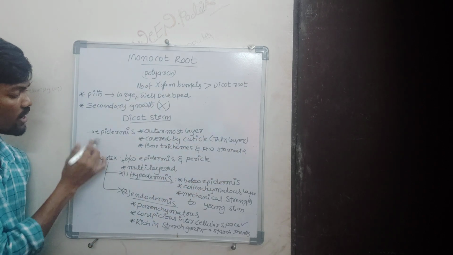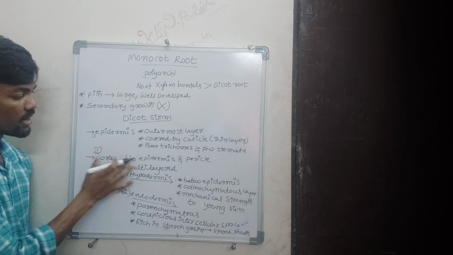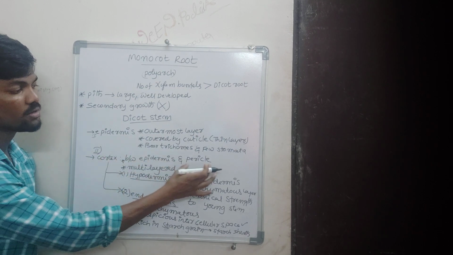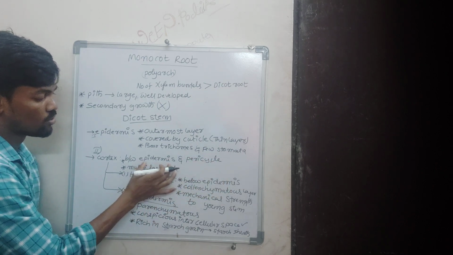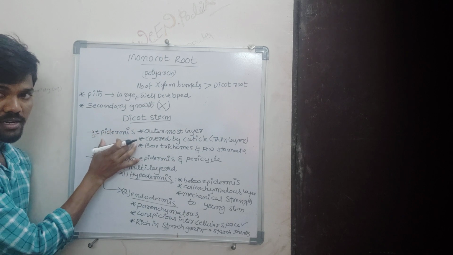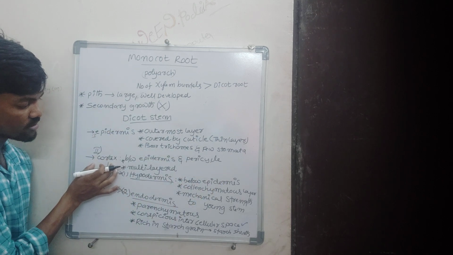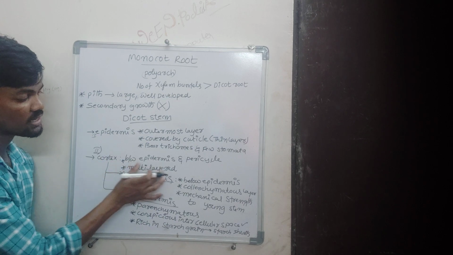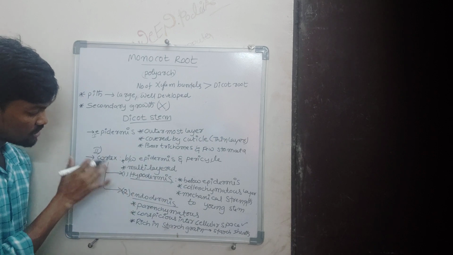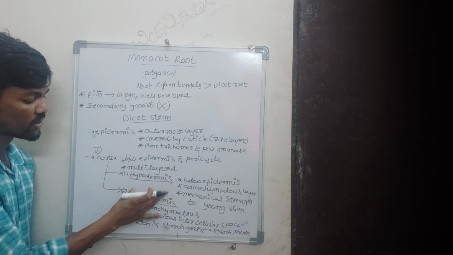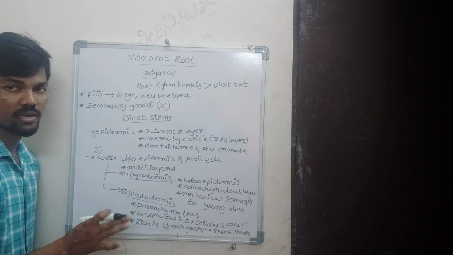Come to the next part. The first part is the epidermis and the second one is the cortex. The cortex is present between the epidermis and the pericycle. The epidermis we already discussed; the pericycle we will discuss later. Coming to the cortex, it is made of multiple layers. In the cortex we also have 3 layers: hypodermis, endodermis, and pericycle.